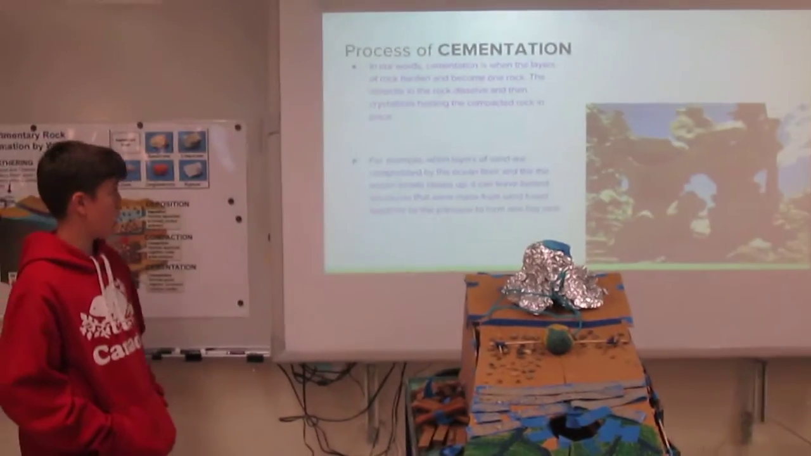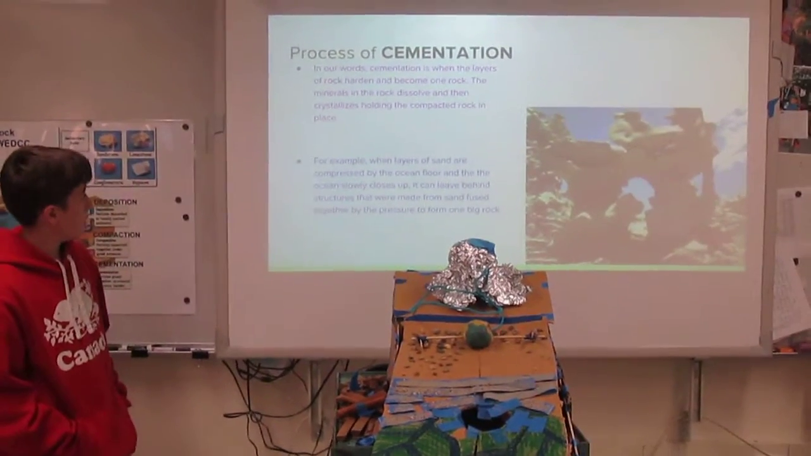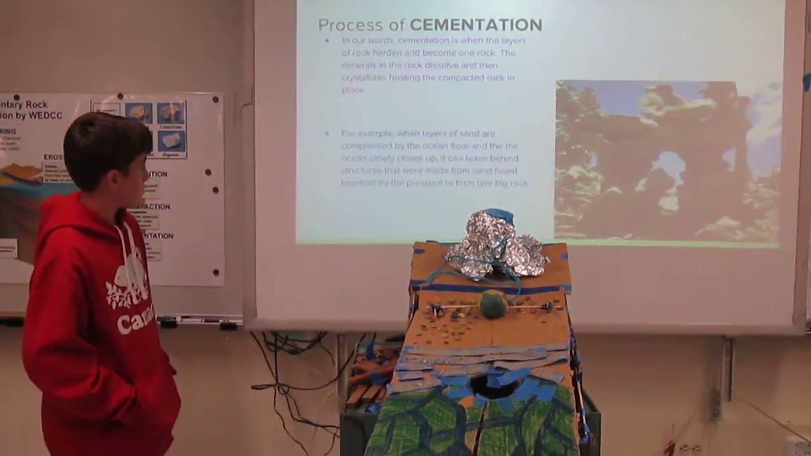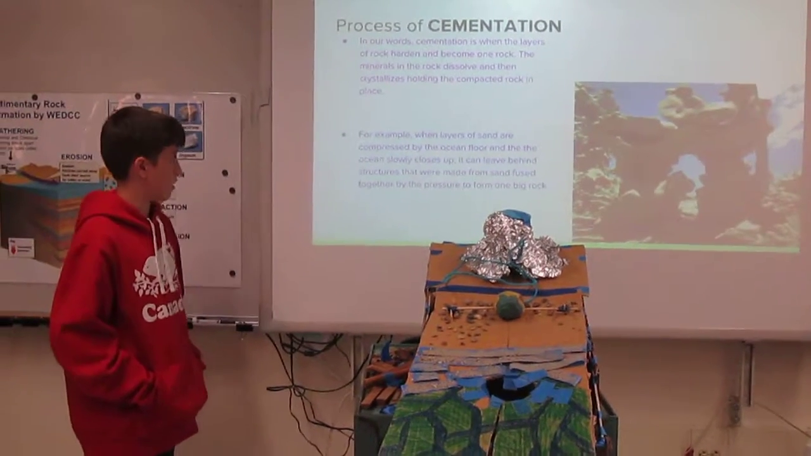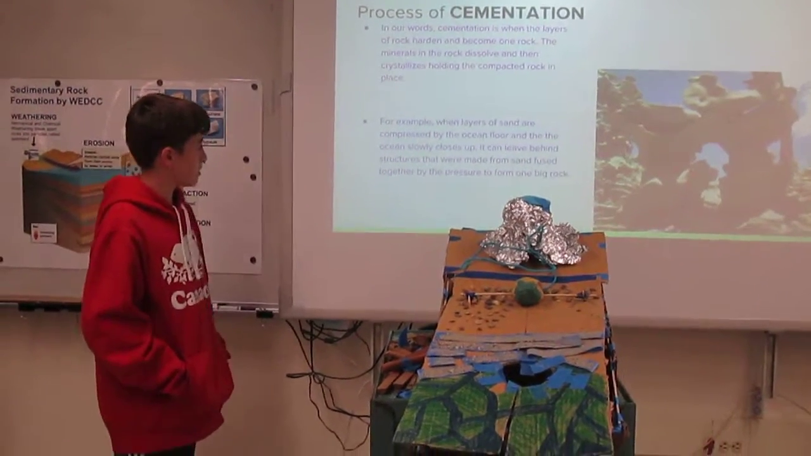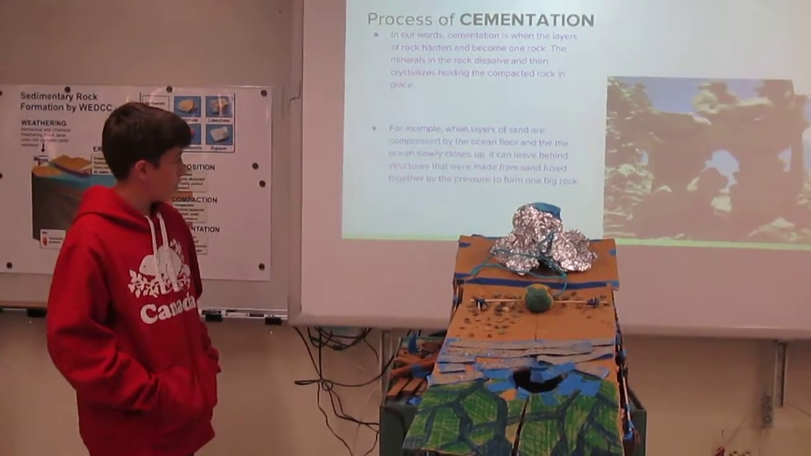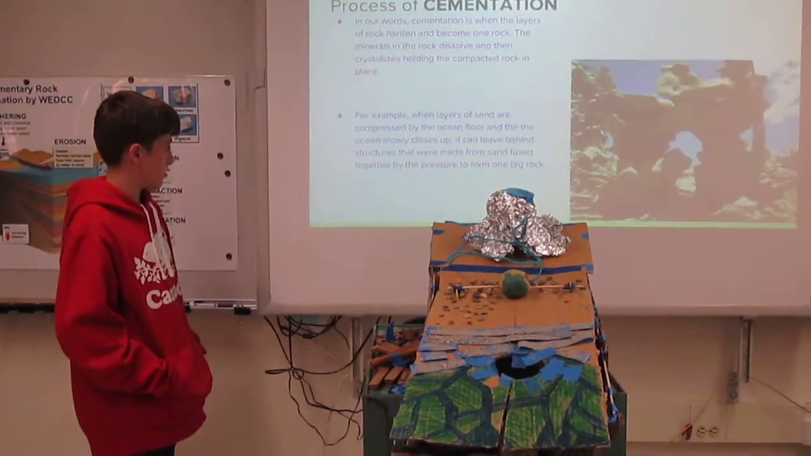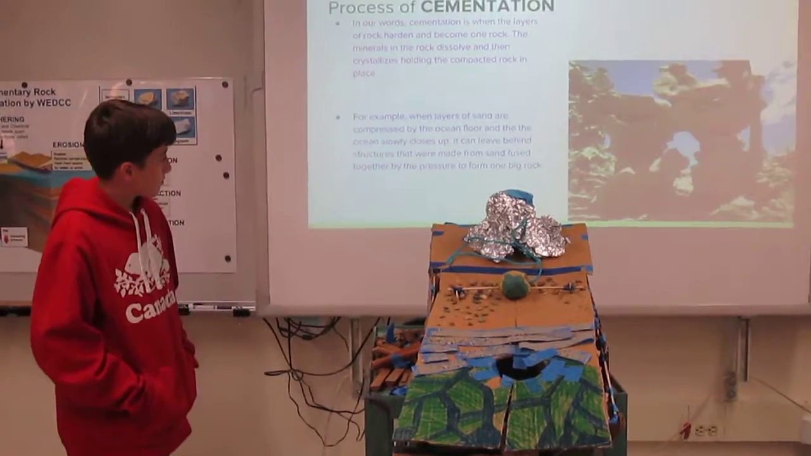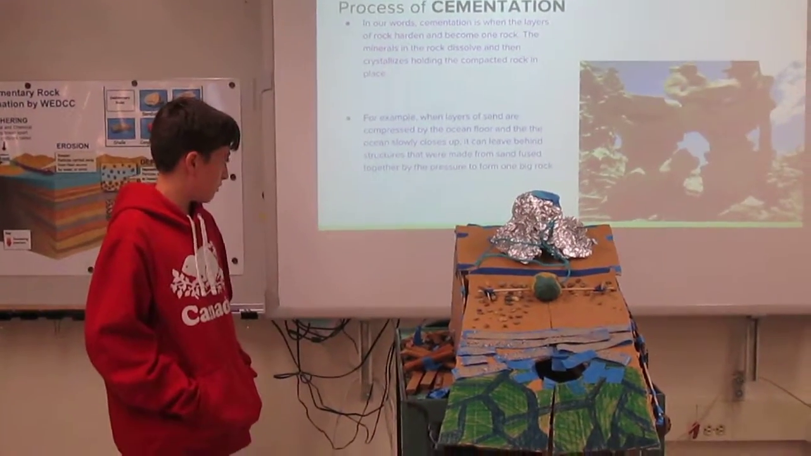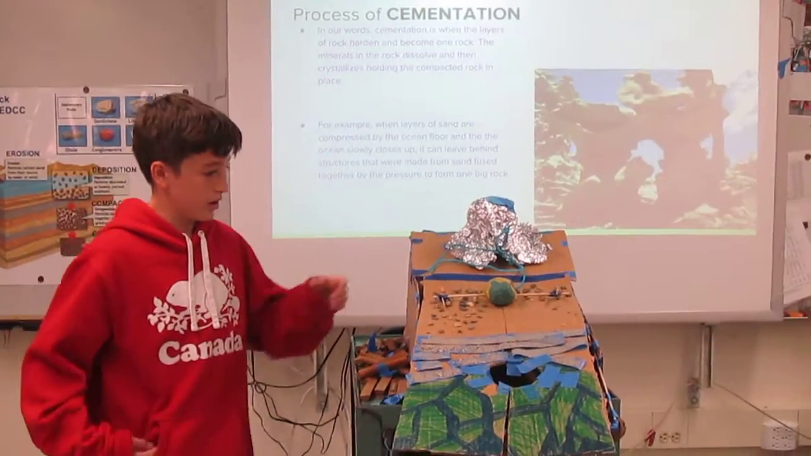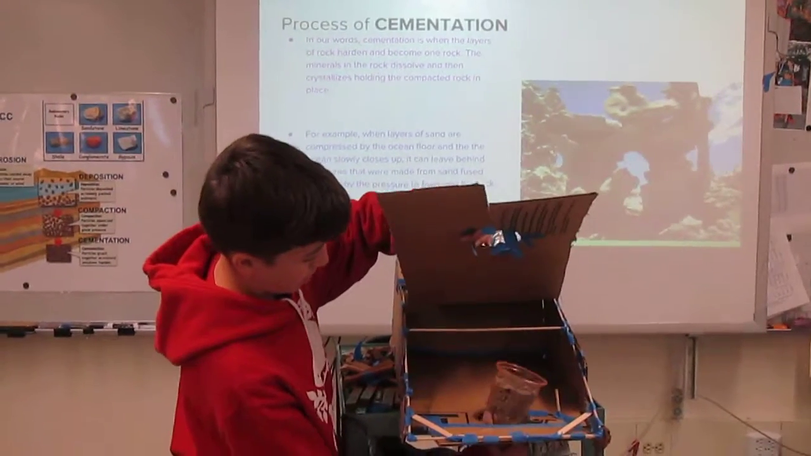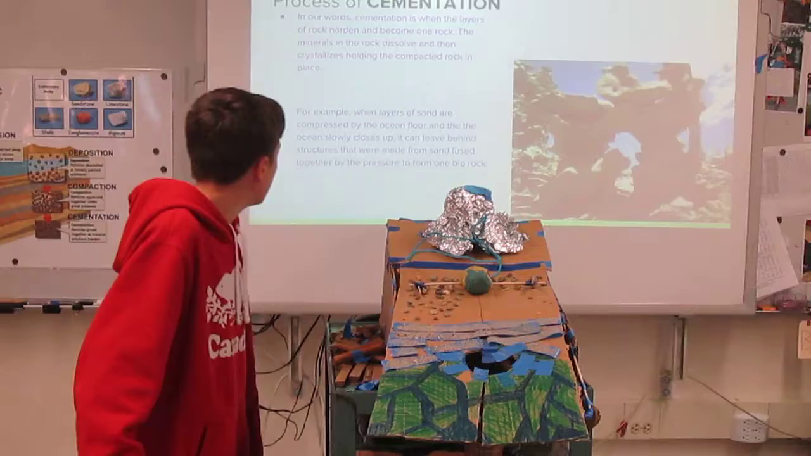Process of sedimentation. In our words, sedimentation is when the layers of rock harden and become one rock. The minerals in the rock dissolve and then crystallize, holding the compacted rock in place. For example, when layers of sand are compressed by the ocean floor and the ocean slowly closes up, it can leave behind sculptures made of sand fused together by pressure to form one big rock. And here we had our glacier compacting the rocks here, and so that's how we showed compaction or sedimentation.